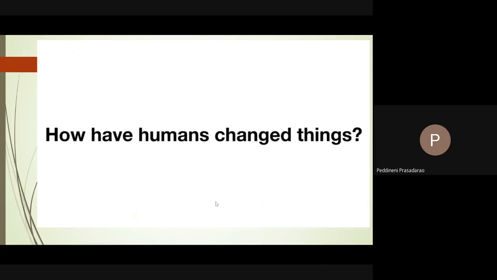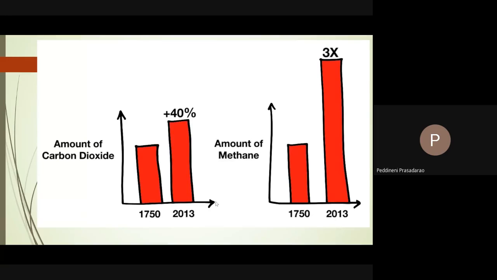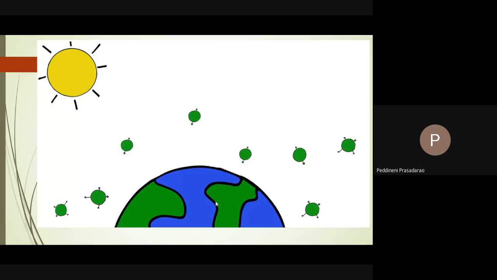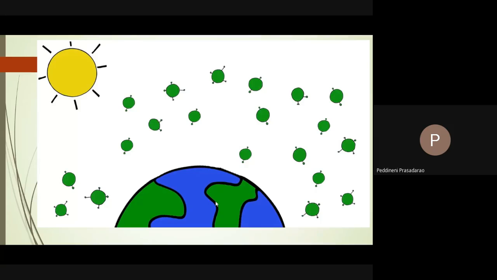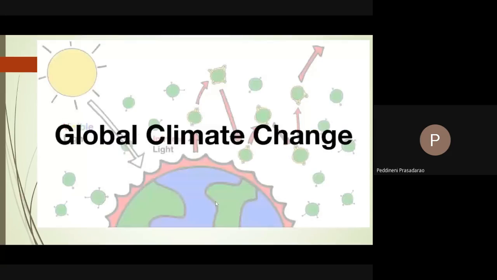So, how have humans changed things? Since the dawn of the industrial age, around the year 1750, atmospheric carbon dioxide has increased by 40%, and methane has almost tripled. These increases cause extra infrared light absorption, meaning an extra greenhouse effect, which has caused Earth to heat above its typical temperature range. In other words, energy that gets to Earth has an even harder time leaving it, causing Earth's average temperature to increase, thus producing global climate change.